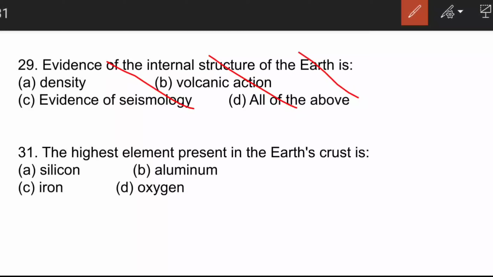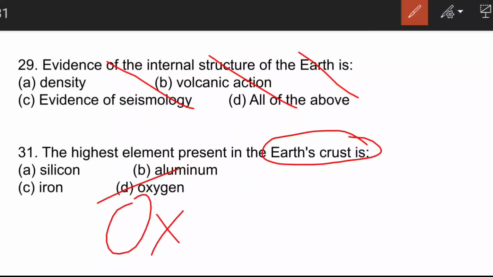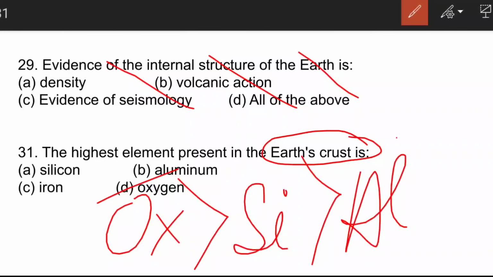The highest element present in the Earth's crust is oxygen. So it's talking about Earth's crust. If we see the overall Earth, we have iron, but in the Earth's crust we have oxygen, followed by silicon, then aluminium, and then iron. Please remember this.